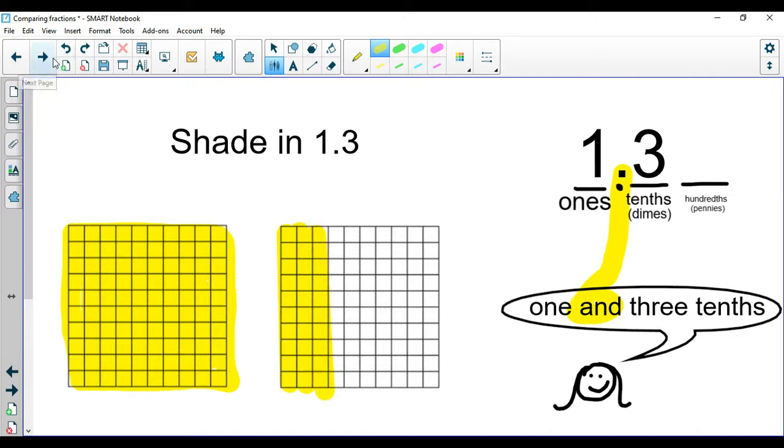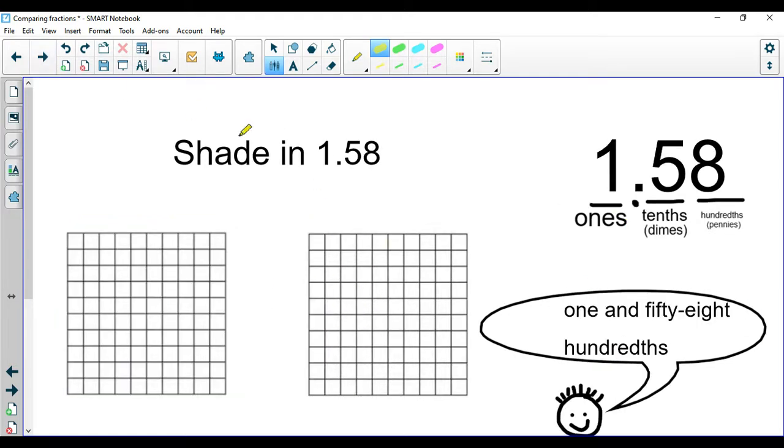Okay, let's go to the next one. So we've got 1 whole and 3/10, 1 and 3/10, which is $1.30. 3 dimes is 30 cents. Let's now shade in 1.58. So how would we say that? 1 and 58 hundredths. So we'll shade in this whole thing.